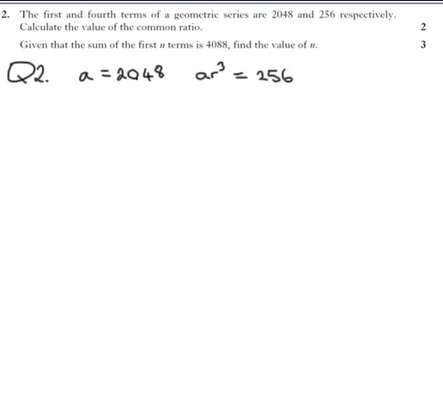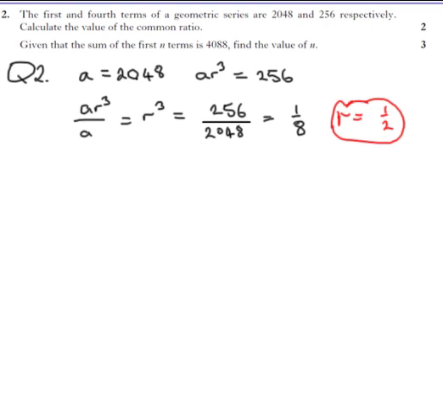We can find r from this if we divide ar cubed by a. That will give us r cubed. We then divide 256 by 2048, which is exactly 1/8. R cubed is equal to 1/8. A half cubed is 1/8. So r is equal to a half. The common ratio is a half.